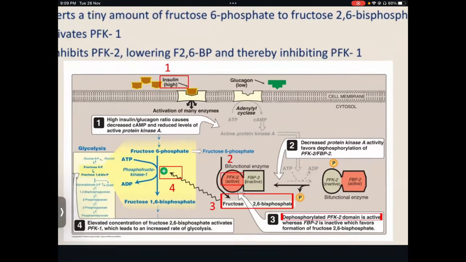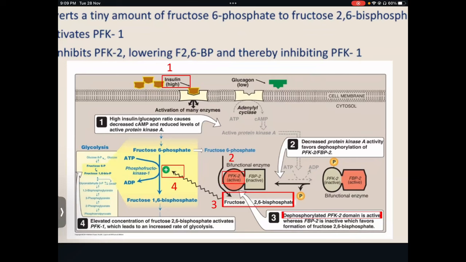Again, I will go through it again. Insulin will cause a decrease in the levels of cyclic AMP and protein kinase A. This decrease in these two molecules will result in the dephosphorylation of PFK2, which is part of a bifunctional enzyme. PFK2 will convert some of the fructose 6-phosphate to fructose 2,6-bisphosphate. And this fructose 2,6-bisphosphate is a strong activator of PFK1, which is the enzyme in glycolysis. So the gist is that when insulin is high, fructose 2,6-bisphosphate will be produced, which will activate PFK1. Is this clear to everyone?